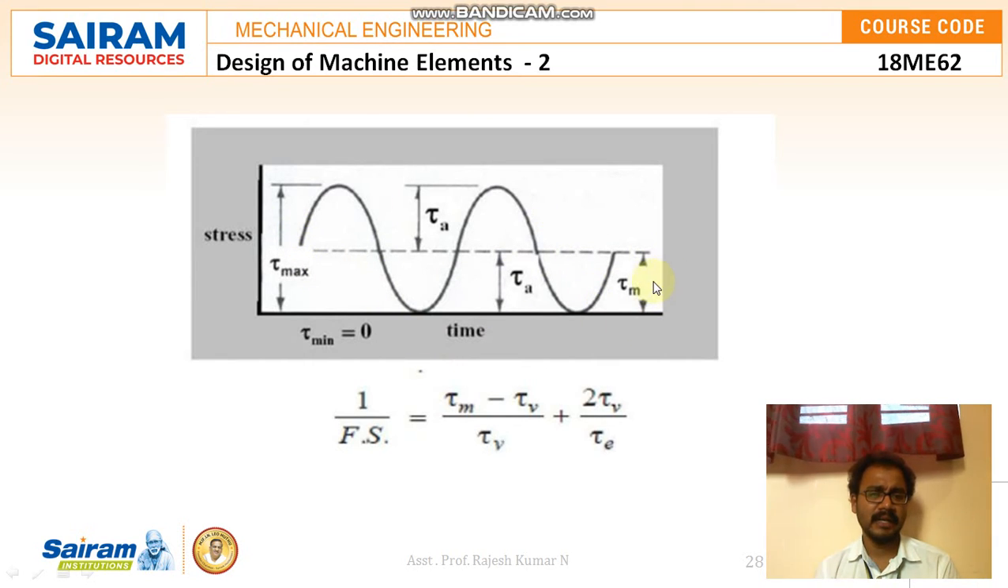Fluctuating means in each cycle it is not shown properly, since only two cycles are shown here. But correctly speaking, if you see the third or fourth cycle, there will be some fluctuation. And here you can see tau a indicates the amplitude shear, tau m indicates the mean shear, and this is the maximum shear.